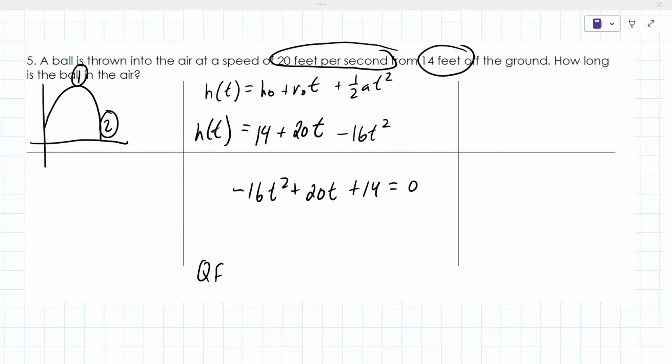I got for the plus version of the quadratic formula, negative 1/2. For the minus, I got 7/4. Yeah, so which is the correct answer? This 7/4, yeah. Now because we want to give that probably as a decimal. And what are the units? The units would be seconds. Yes.